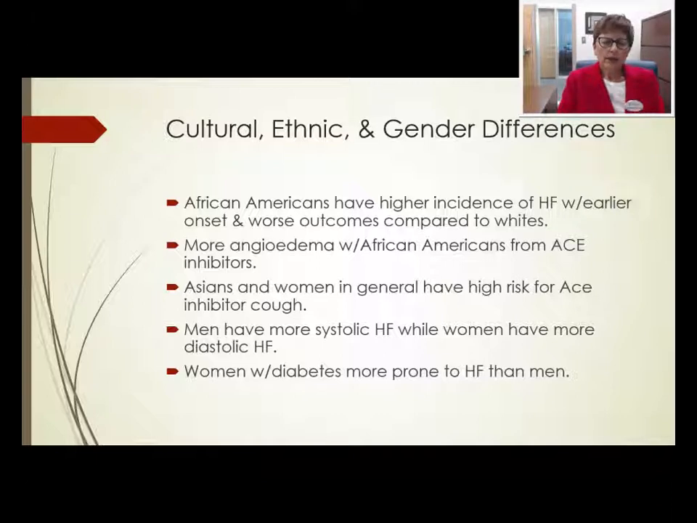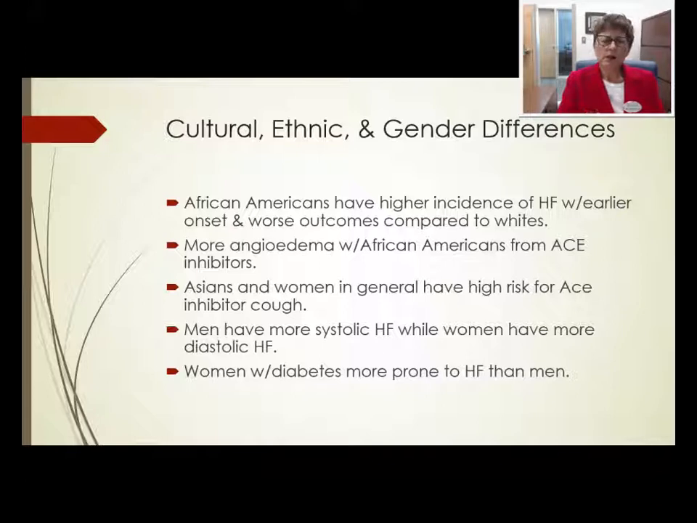So African Americans have a higher incidence of heart failure with earlier onset and worse outcomes compared to whites, and that may be because there's a higher incidence of uncontrolled hypertension, because hypertension can lead to heart failure. And there's also more angioedema with African Americans compared to whites and Asians or other cultures from ACE inhibitors, which is a serious side effect of ACE inhibitors.